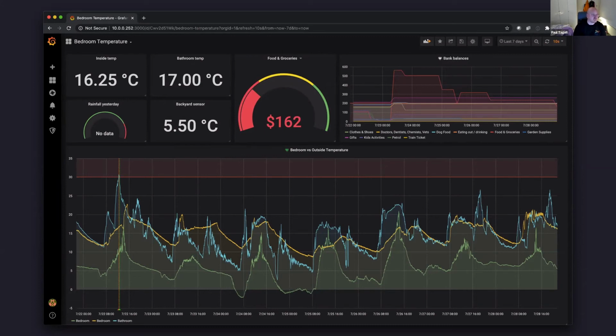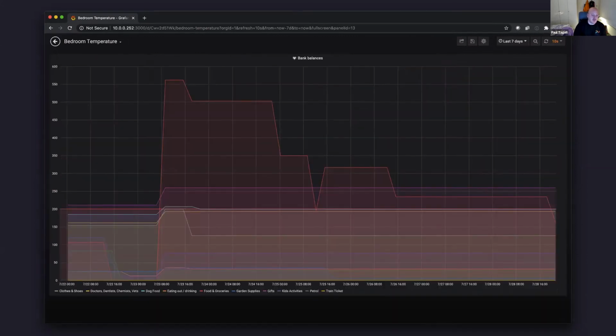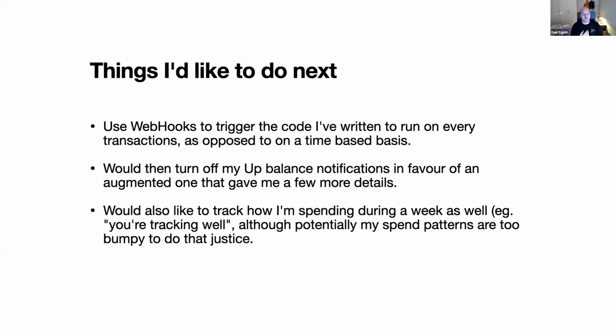So now I have a dashboard with like a little widget to show me how much money I've got left in food and groceries. And I suppose one of the best things about that is that now that I've got it in Grafana, I can do things like set myself alerts to send me information about when my bathroom gets too hot or when my bank balance gets too cold. I can get it to tell me about it, which is really cool. So yeah, I had a whole lot of fun with this, and like I said, there's a lot I'd like to do next once I learn how to do it.